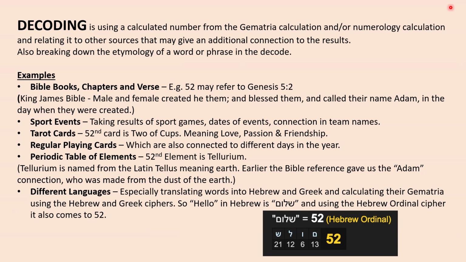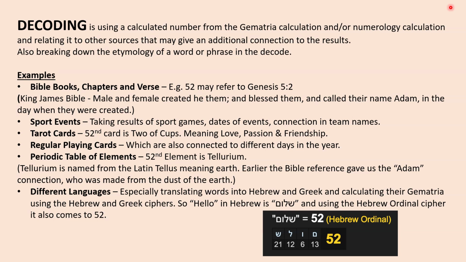Regular playing cards, which are also connected to different days in the year, and there's a chart for playing cards. The periodic table of elements. The 52nd element is tellurium. Tellurium is named from the Latin tellus, meaning earth. Earlier, the Bible gave us the Adam connection, who was made from the dust of the earth.